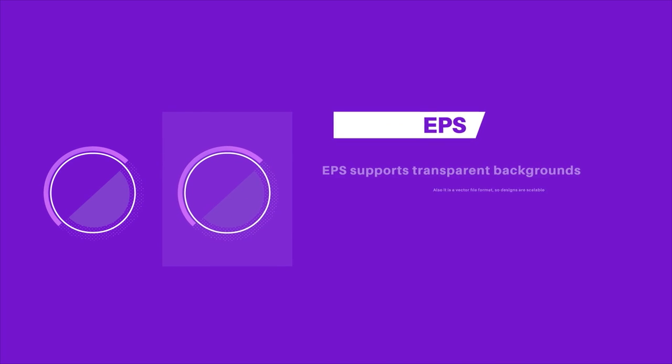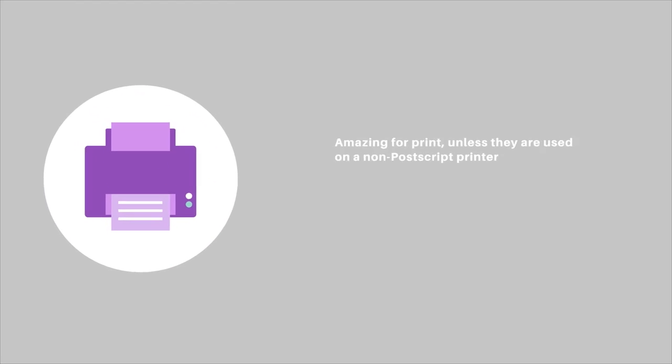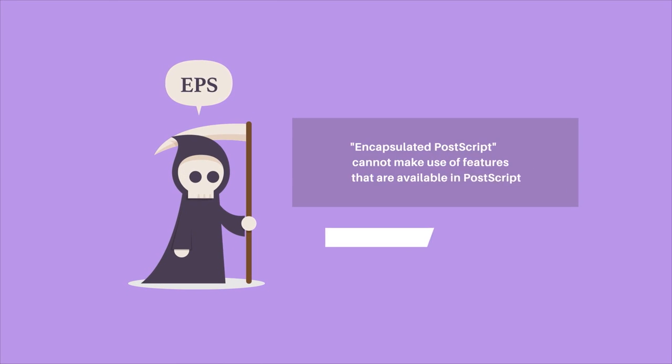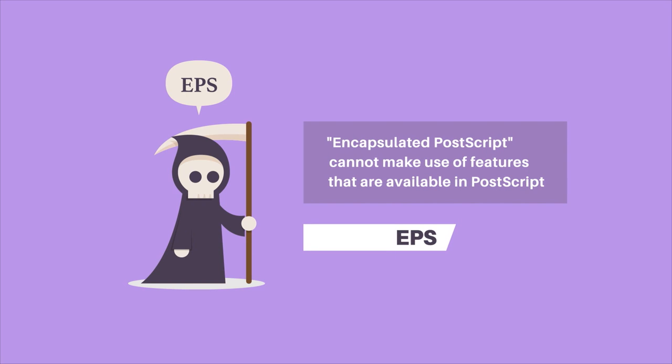Also, EPS supports transparent backgrounds, which is handy when you're utilizing those in your designs. And of course, as with the other two formats in today's video, EPS is a vector-based format, and so you can scale the design to any size and retain quality. When printing, EPS is very powerful because it's reliable in the sense that you can be sure that whatever you put into the design is exactly what you're going to get in the final output. Unfortunately, if you use an EPS graphic on a non-PostScript printer, you are going to get some unpredictable results in the print outcome. But EPS is kind of a dying format, and because it uses encapsulated PostScript, it cannot make use of features that are available on PostScript.